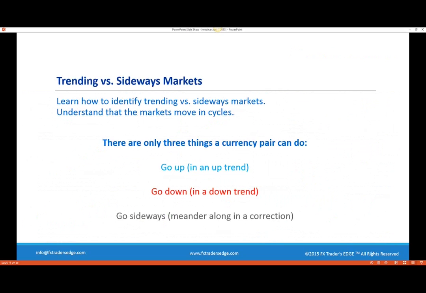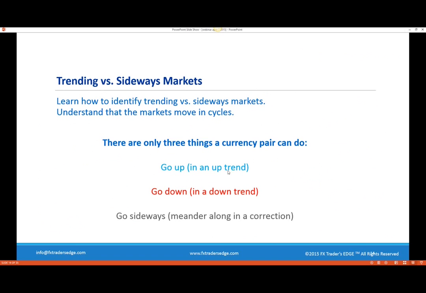We want to learn how to identify trending versus sideways markets, and I'm going to show you some examples shortly so we can talk about it in really a simplified manner. And then I will show you a wave count or two, we'll see. So there are only 3 things that a market can do. It says currencies here, but whatever market you're trading, it's the same thing. Go up in an uptrend, go down in a downtrend, or go sideways, or meander along in a correction.